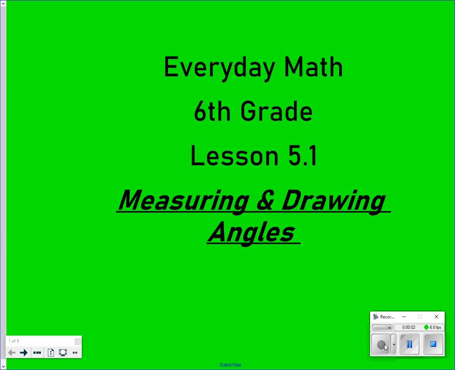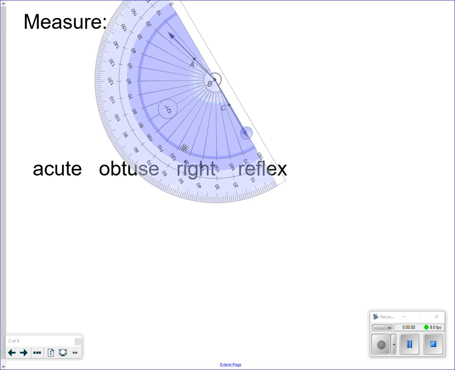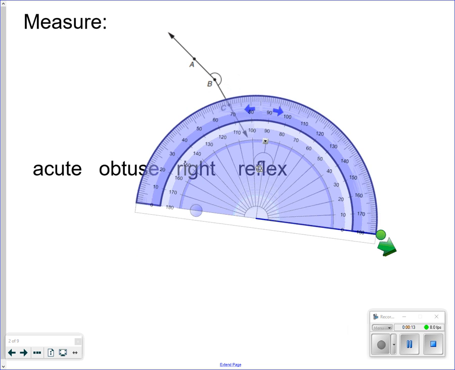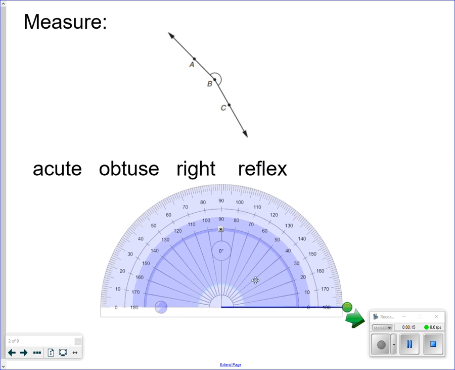Hello, sixth graders. Today we're going to be working with measuring and drawing angles. So I'm going to show you how to use a protractor today. Let's take a look. So I have a protractor right here, and it's kind of a fancy one because it's on the computer. But I have an angle right here.